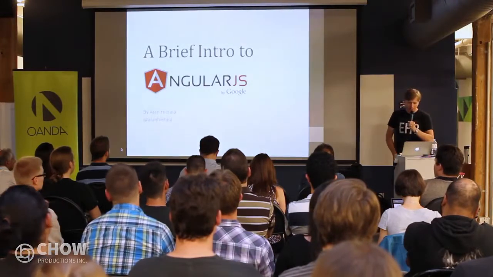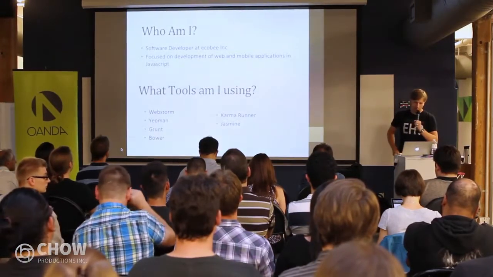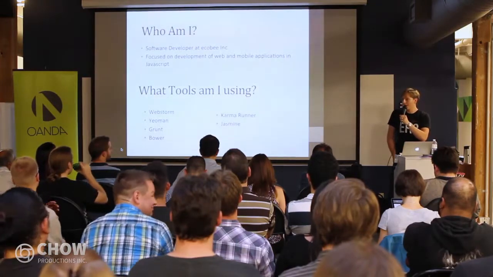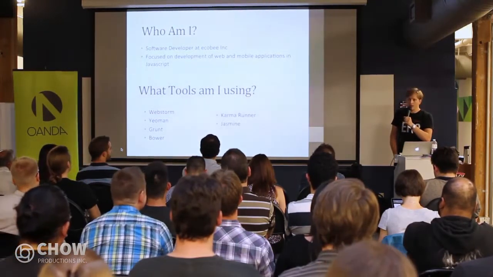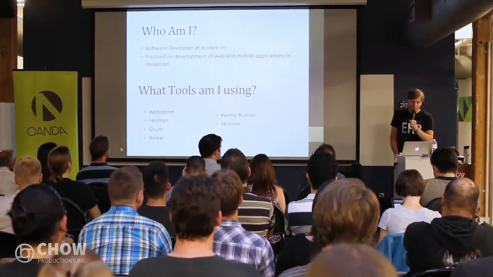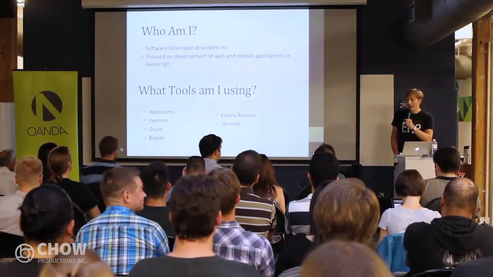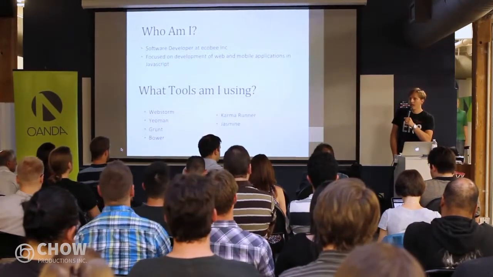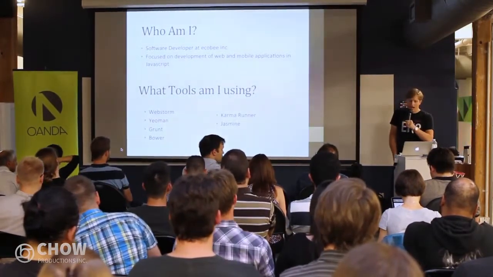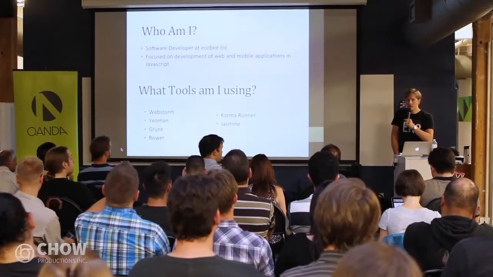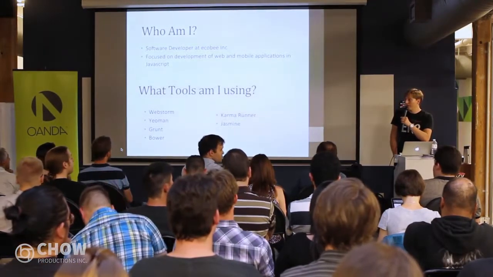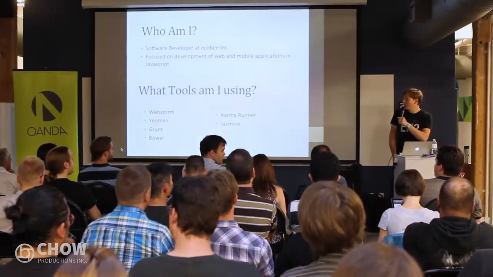All right, so who am I? I'm a software developer at Ecobee Inc. We do smart thermostats, internet-connected thermostats, home automation, that type of thing. It's a pretty cool place to work. Right now I'm focused mainly on JavaScript-based solutions, both on the mobile side of things and also on the web. We've been using a lot of AngularJS. It's a really great framework that we've been having a lot of great experiences with.